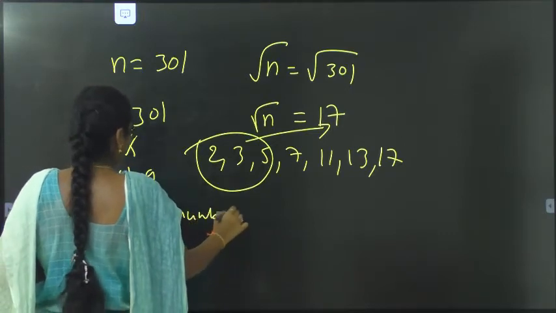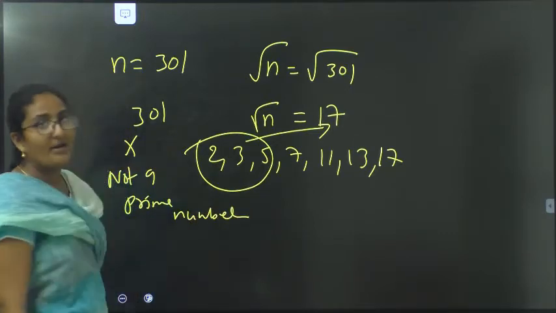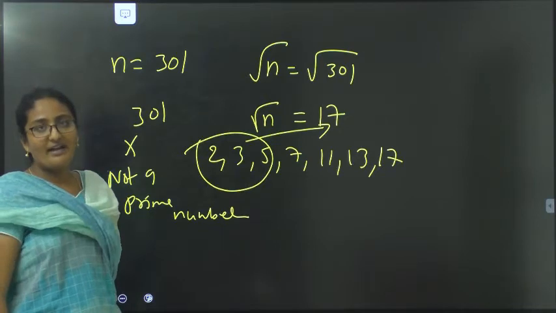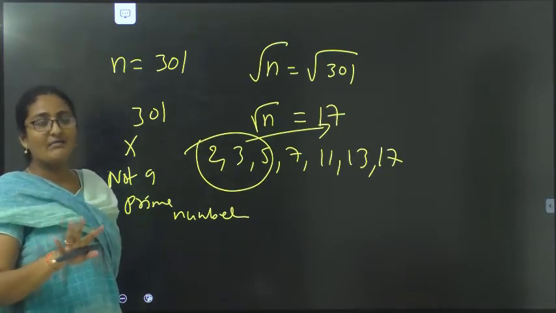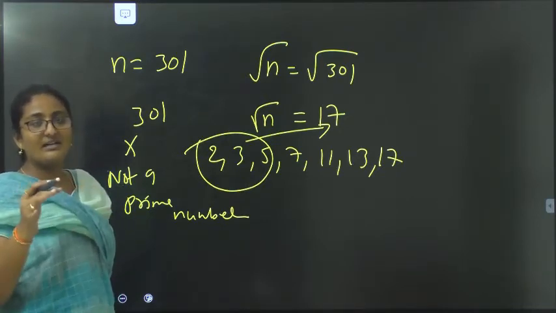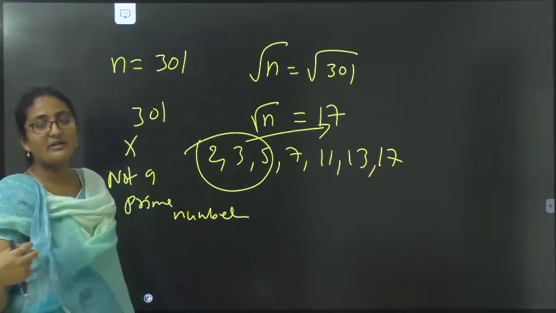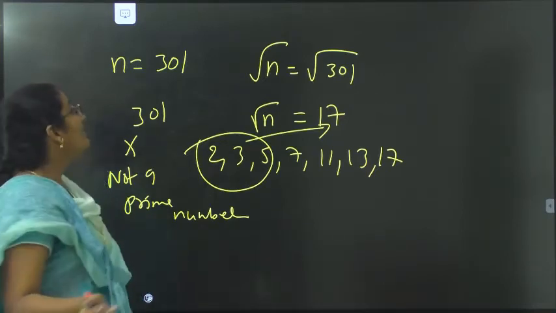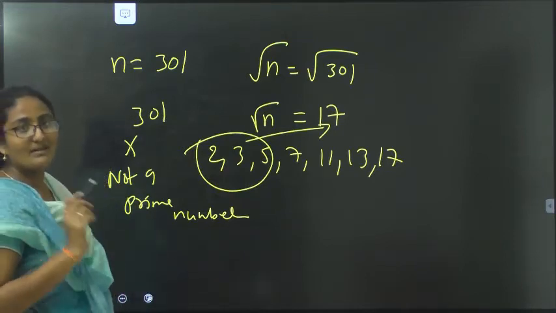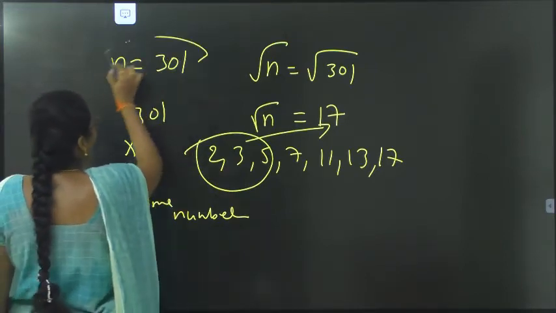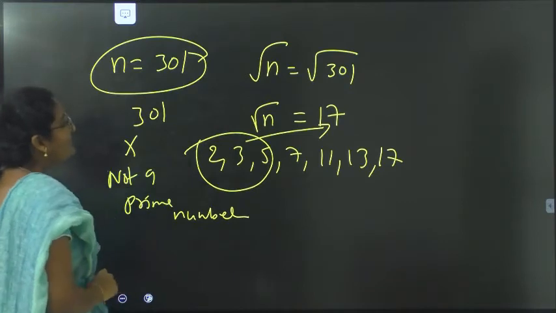So first point, a prime number is defined as it should be divisible by 1 and itself. Second point, all the positive integers are divided into 3 types: having exactly 1 divisor, having 2 divisors, and having more than 2 divisors. Third point, you want to check the primeness of a number. For that you have taken a number.